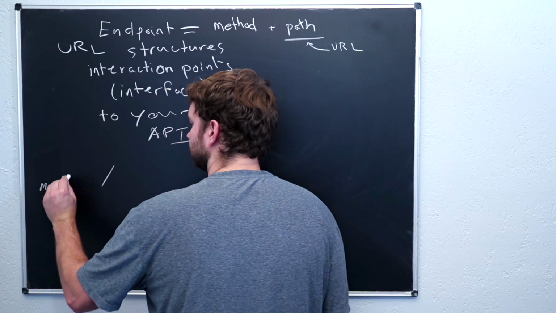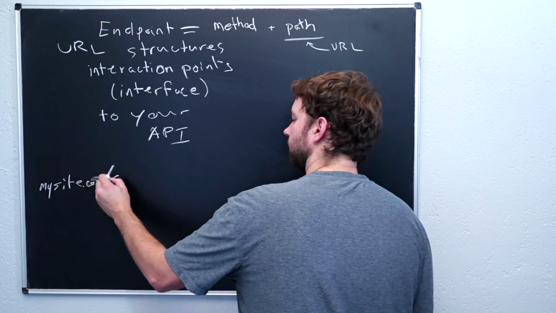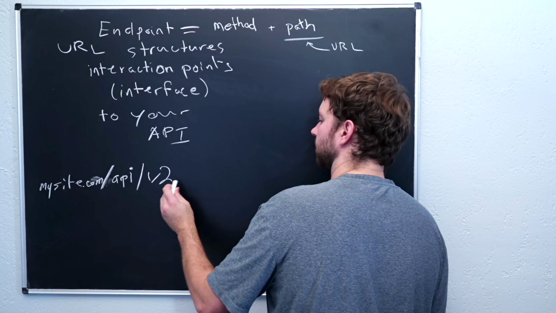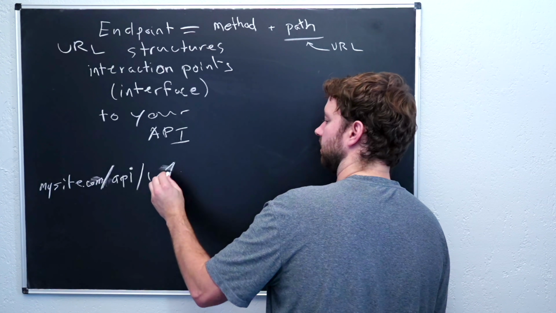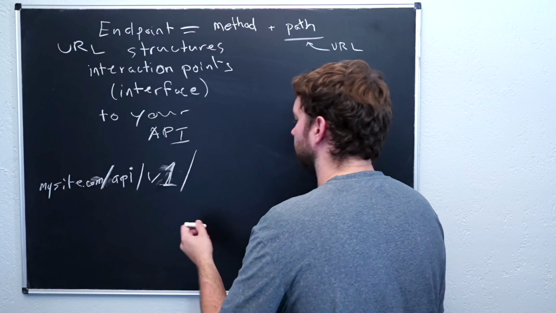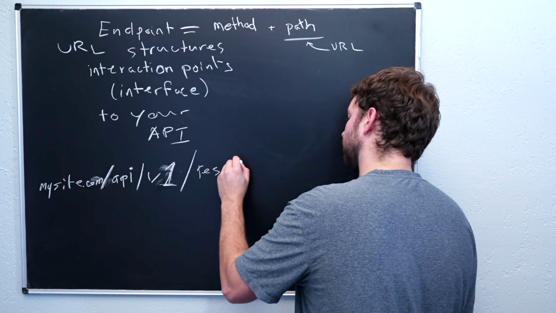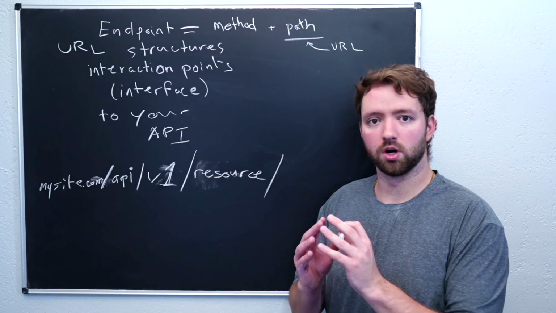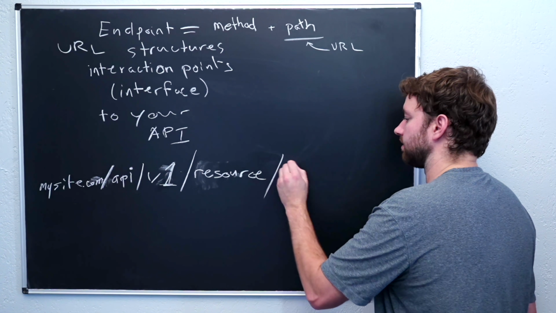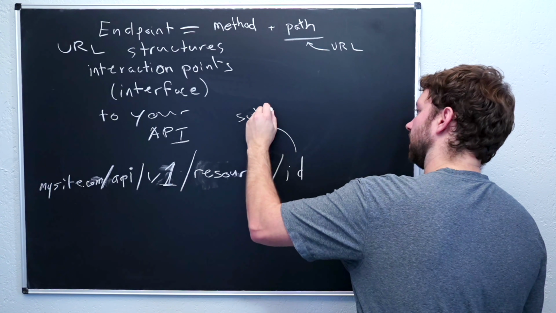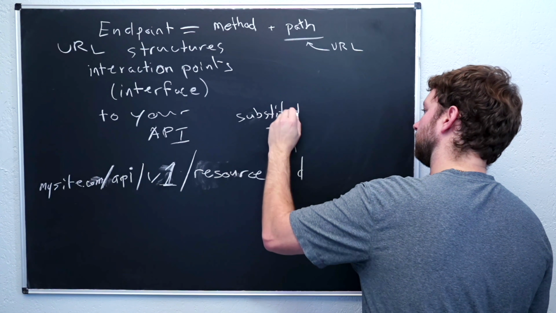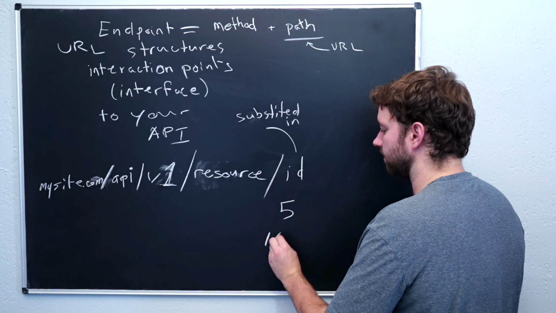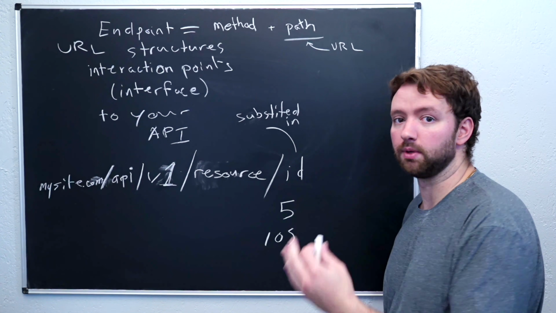So it might be something like mysite.com/API. And then it's pretty common to have some version in here. So you might be on V2 or you might be on V1, basically a way to create different API versions. Then you will have the resource. And then if you're working with a specific instance, so not just all of the comments, but one comment in particular, then you can pass in an ID. Now this is substituted in. So when you visit the web page, you're not going to actually put ID. You'll put in a value like 5 or 105 or whatever the ID is for the element, the resource you're trying to work with.